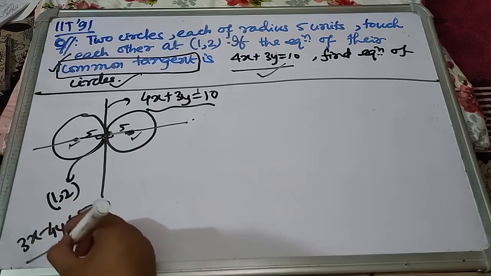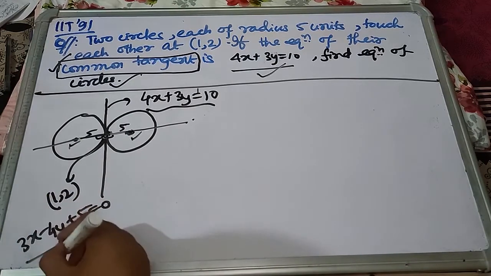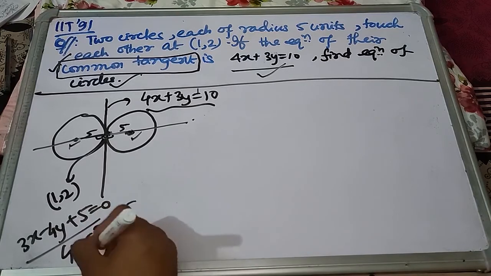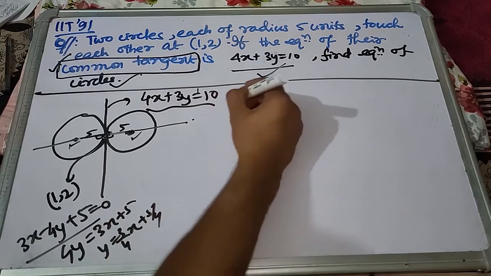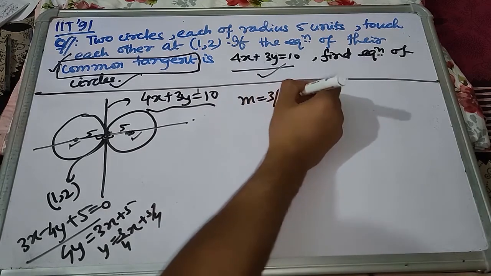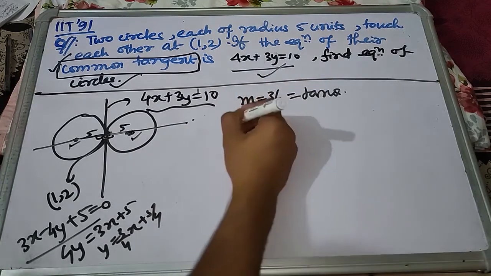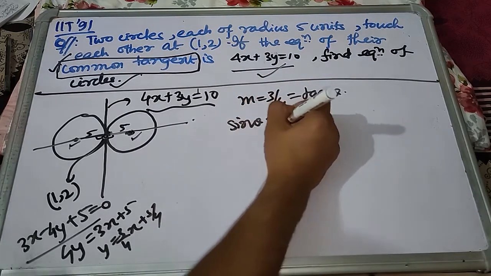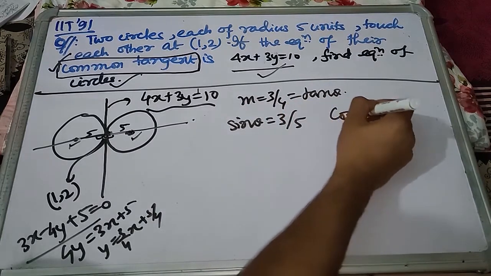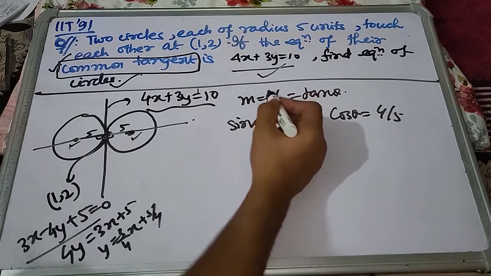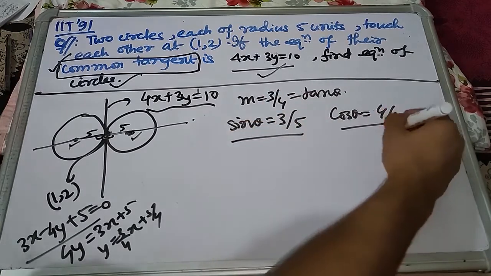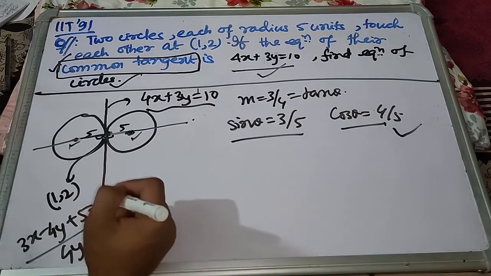What is the slope of this? This is 4y equals 3x plus 5. y equals 3 by 4 x plus 5 by 4. Therefore, m equals 3 by 4. This is your tan theta. Therefore, sin theta is what? 3 by 5. Cos theta is what? 4 by 5. 3, 4, 5 Pythagorean triplet. Tan theta is p by b, so p is 3. Okay, I am not explaining in detail. This you know how to do.